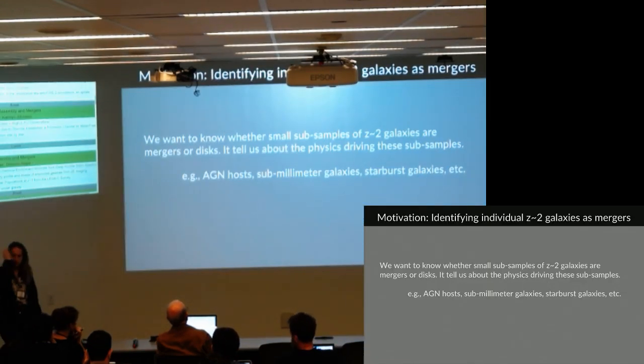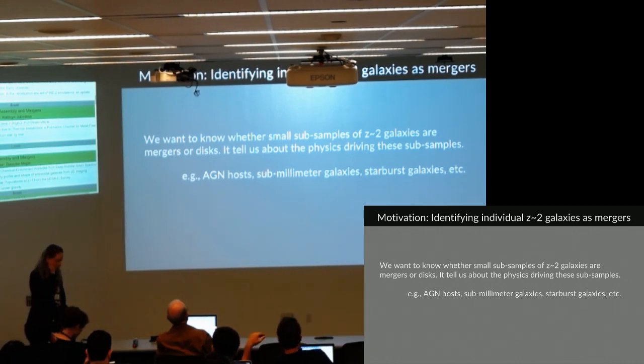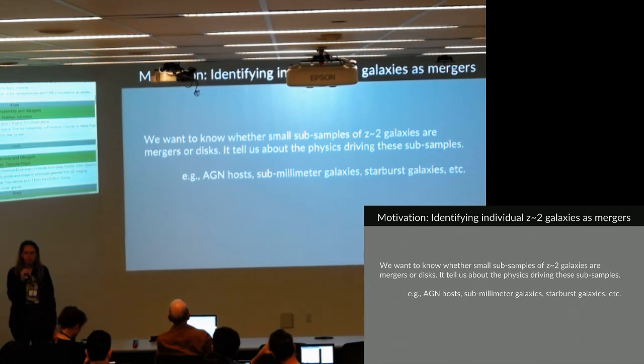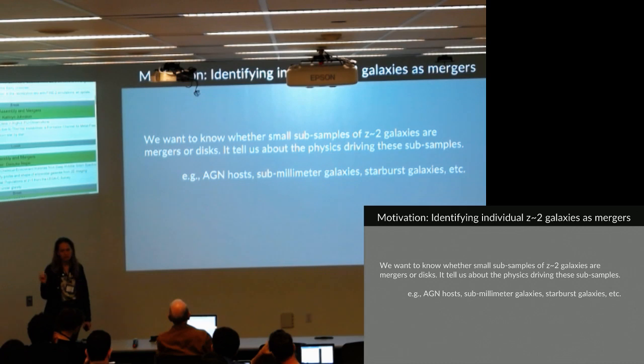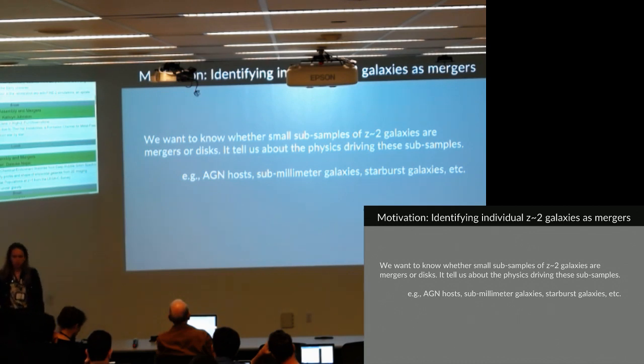Another reason why we wanted to study this is to determine, for small samples of galaxies, whether we're going after AGN, sub-millimeter galaxies, or even starburst galaxies, and we get IFU maps of them, can we actually tell for certain whether they're a disk or a merger? This is important to know because whether it is a disk or a merger tells you a lot about the physics that's going on in these systems.